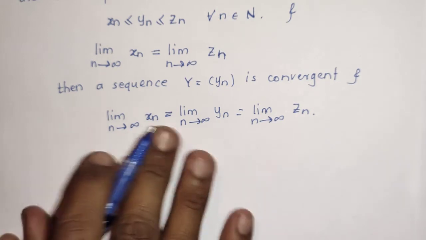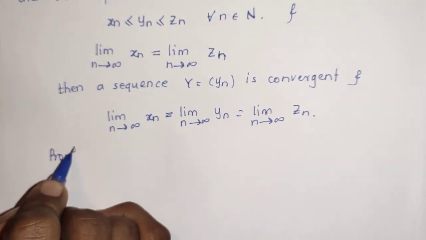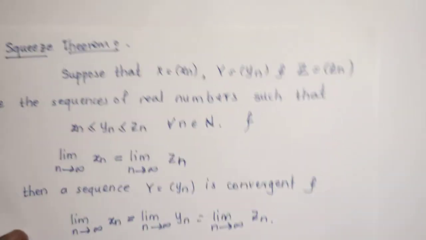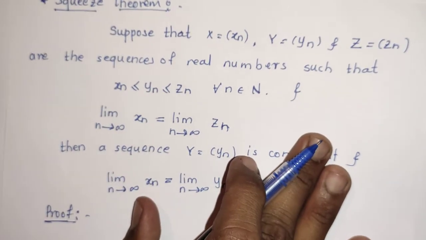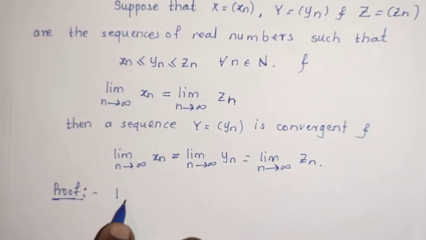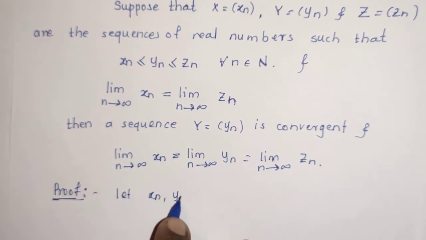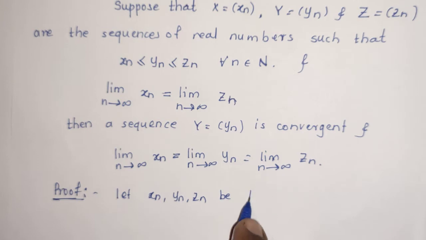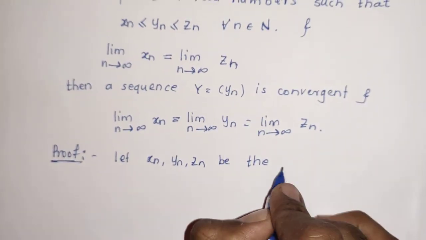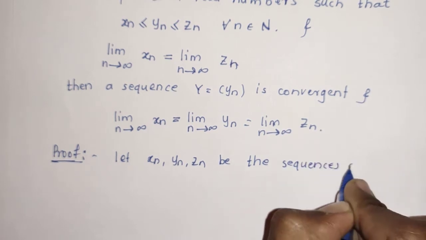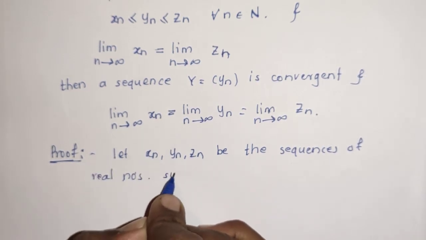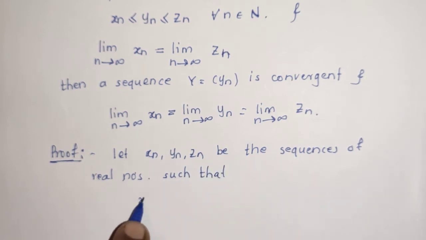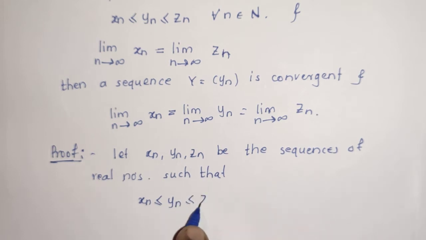Proof of the squeeze theorem. Here we are given that xn, yn, zn are three sequences of real numbers, and xn is less than or equal to yn is less than or equal to zn. Let xn, yn, zn be sequences of real numbers such that xn is less than or equal to yn is less than or equal to zn. Call this equation star. This is the given.